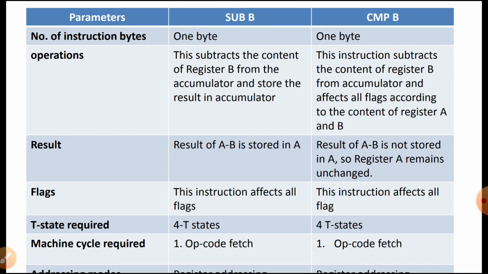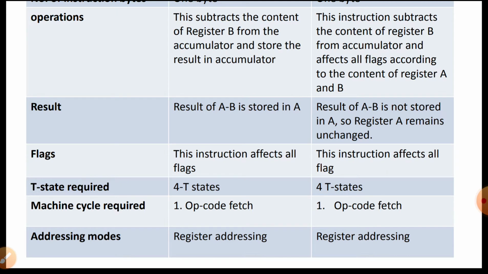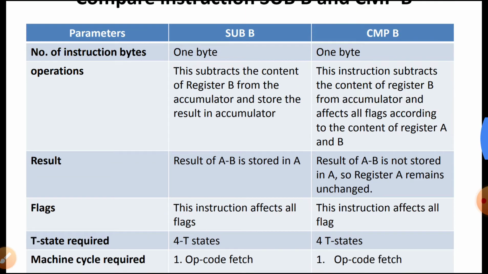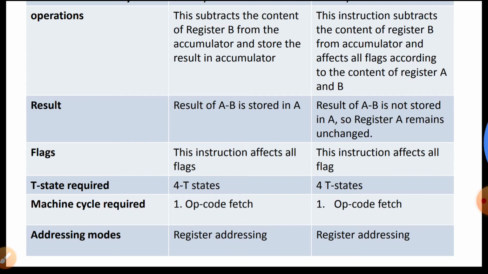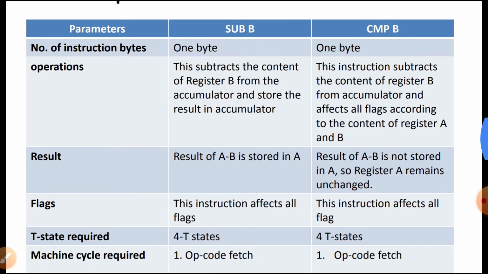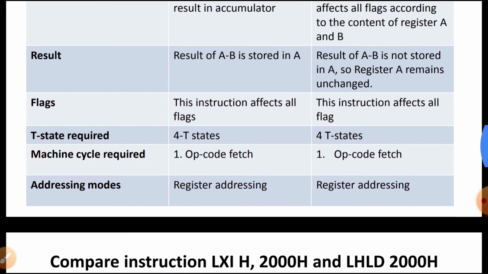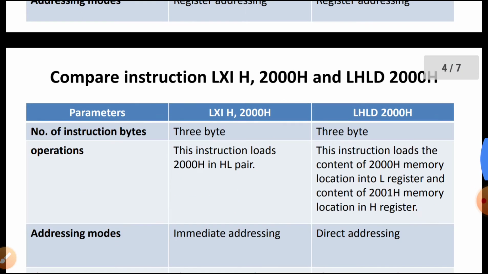So as far as the result is concerned, in SUB B the result A minus B will be stored in A, but in CMP B, A minus B is done but the result is not stored in A and register A content will remain unchanged. As far as flags are concerned, SUB B is going to affect all flags and CMP B is also going to affect all flags. Since both are single byte instructions, both instructions will take 4 T states. The machine cycle will be only opcode fetch in both cases, and one is register addressing and the other is also register addressing. There are certain similarities, but the functionality is a little bit different.